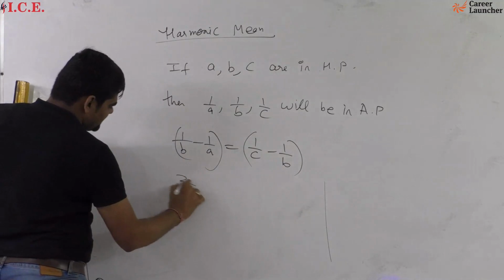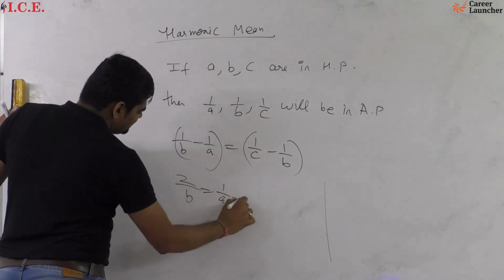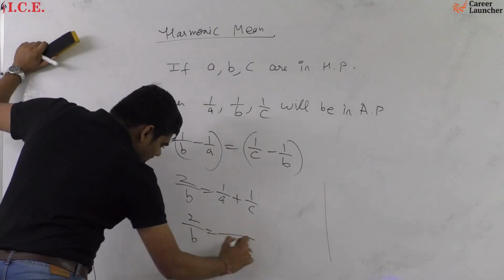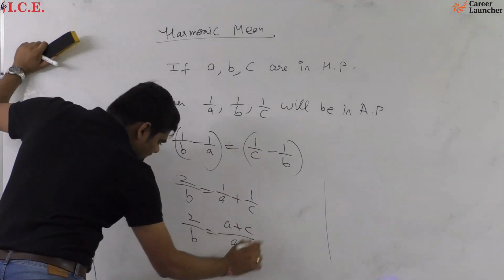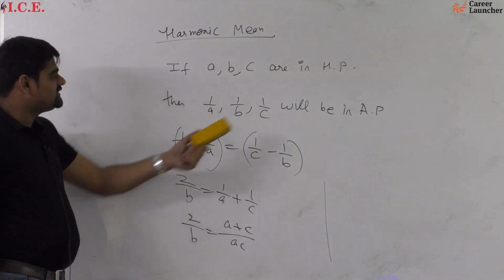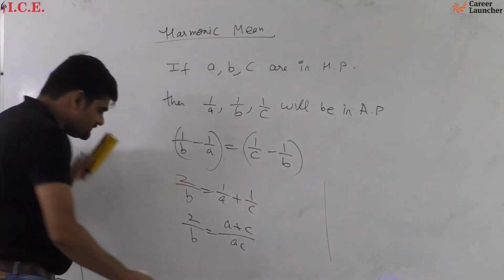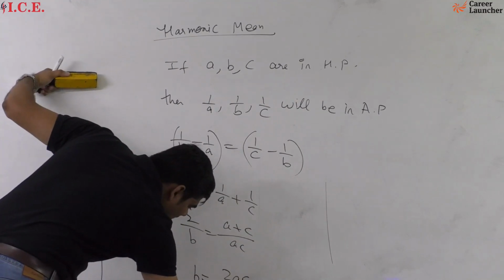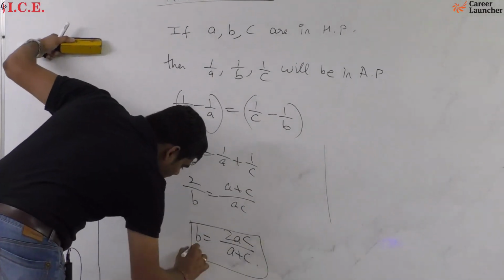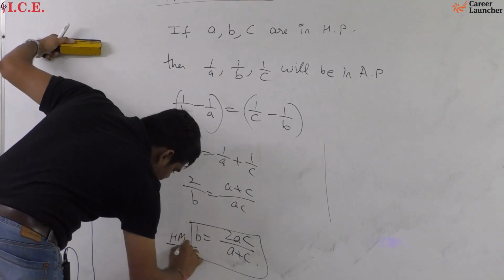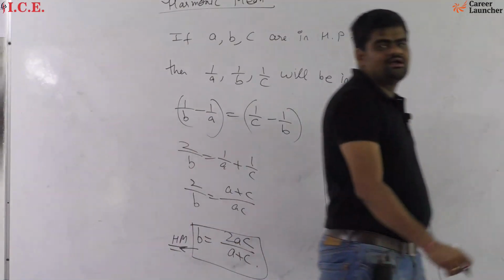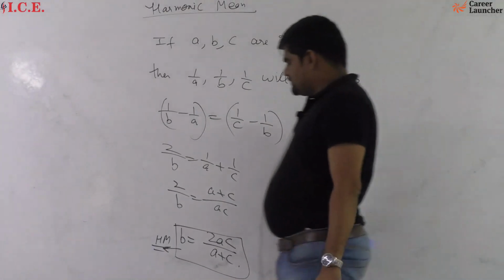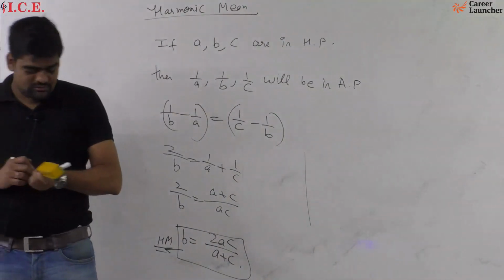Or if you reframe it, 2 by B is equal to 1 by A plus 1 by C, or I can say 2 by B will be equal to (A plus C) upon AC. Yes, this is in AP. If you reverse, you will find B will be equal to 2AC upon (A plus C), and this is the harmonic mean of A and C. This B is the harmonic mean of A, B and C. Clear?